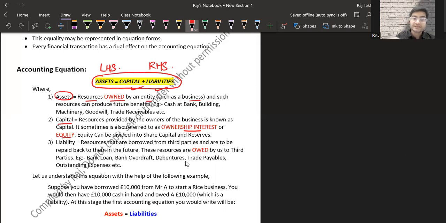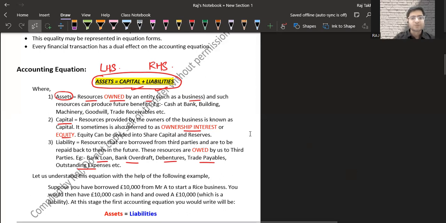Now, the next item on the right hand side is liability. Liability is something that the business owes, or the business has an obligation to pay towards some other third party. These are those resources that are generally borrowed from the third party and are supposed to be repaid in the future after fulfilling certain conditions. These resources can be in the form of bank loan, or bank overdraft. You might have also heard about the term debentures, that's also a liability. Then we have trade payables, outstanding expenses. These are some other kinds of liabilities that we will discuss in much depth in this chapter.